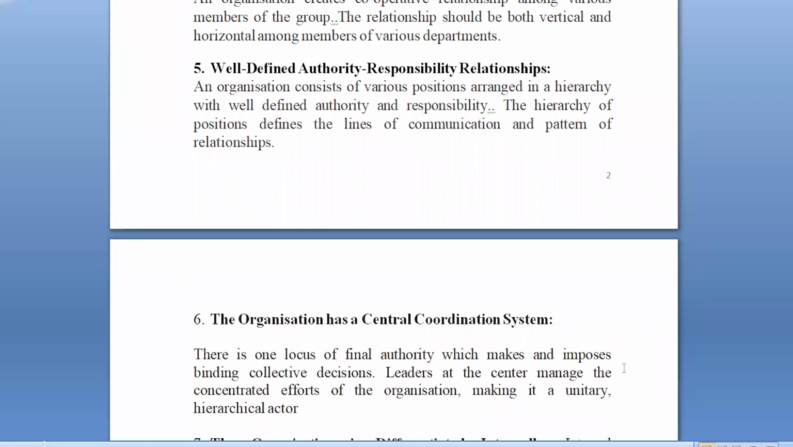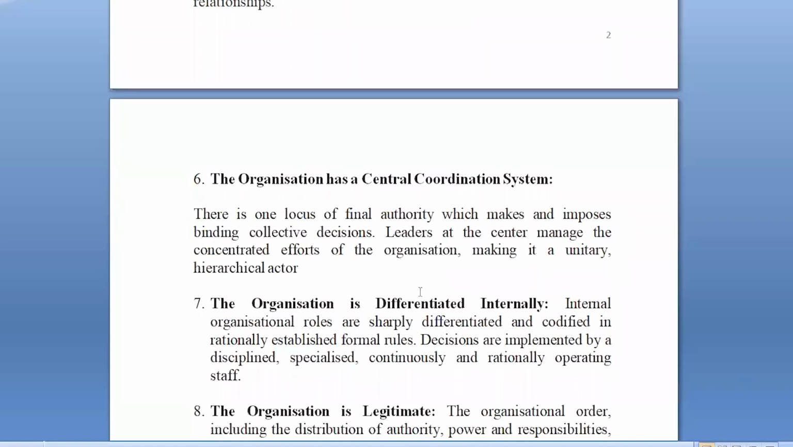Number six, the organization has a central coordination system. There is one locus of final authority which makes and imposes binding collective decisions. Leaders at the center manage the concentrated efforts of the organization, making it a unitary hierarchical actor. Number seven, the organization is differentiated internally. Internal organizational roles are sharply differentiated and codified in rationally established formal rules. Decisions are implemented by a disciplined, specialized, continuously and rationally operating staff.